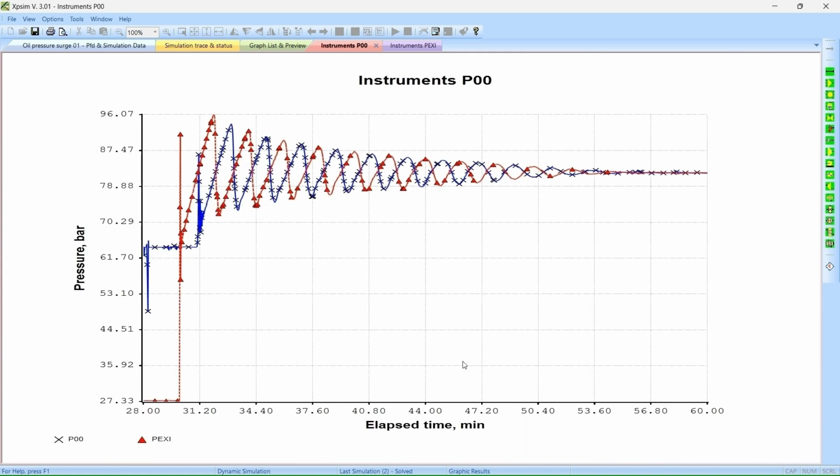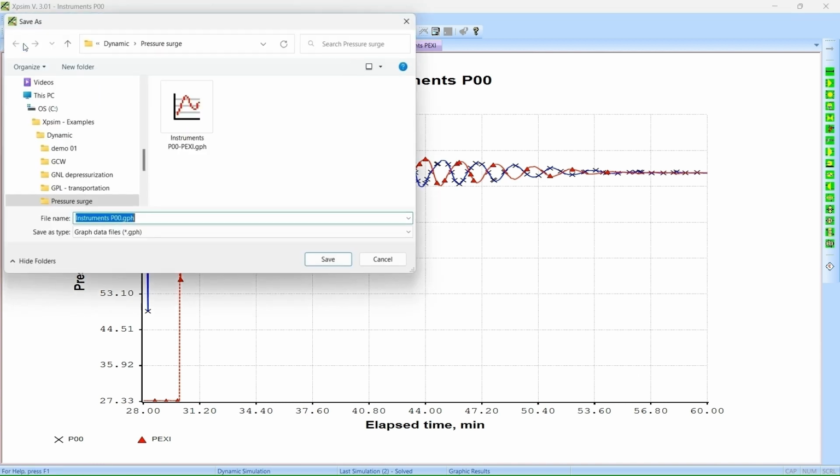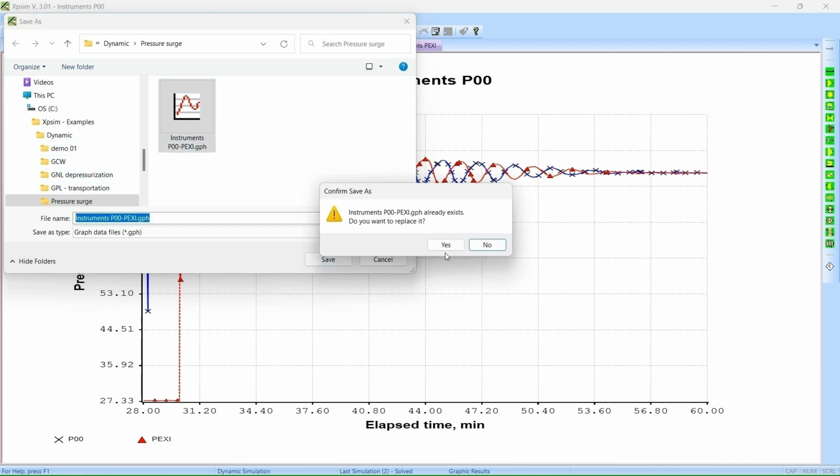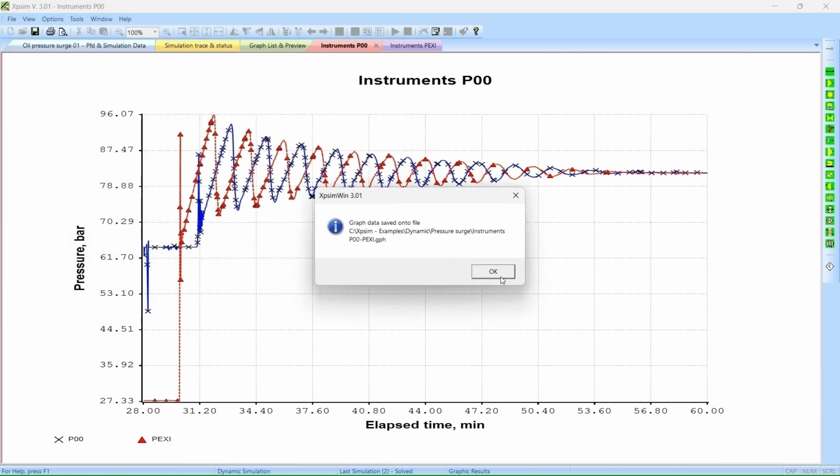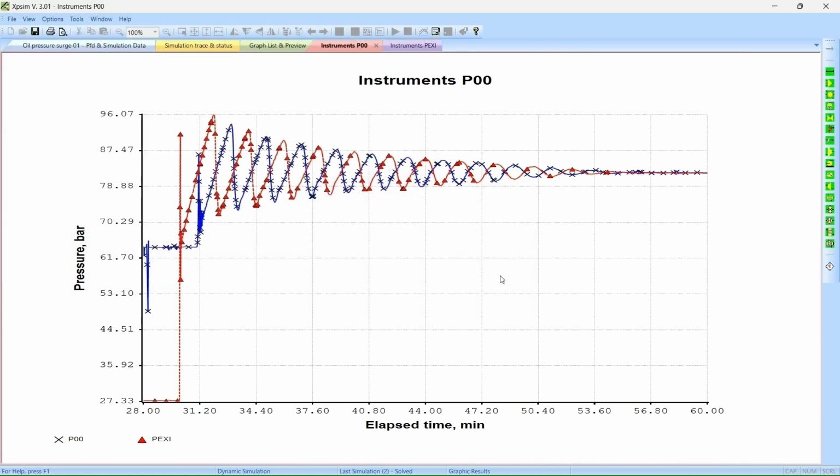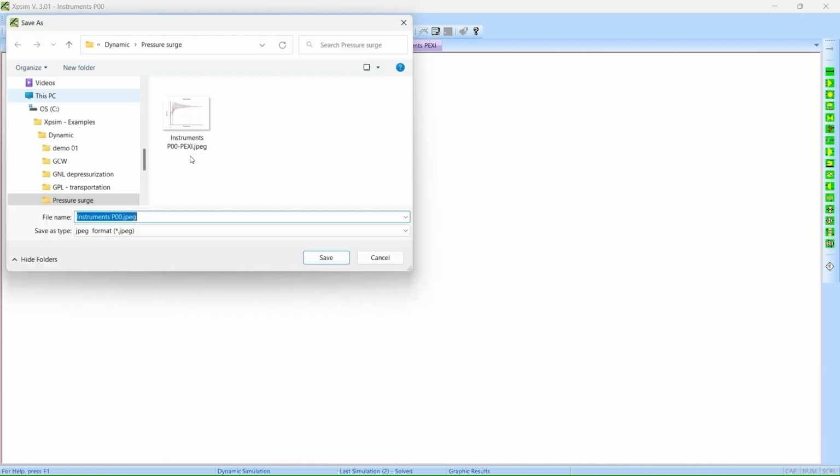The new graph shows clearly the pressure oscillations at the inlet and outlet points. The maximum pressure value is reaching 96.07 bar. The graph can be saved as a JPEG image, ready to be included in engineering reports.